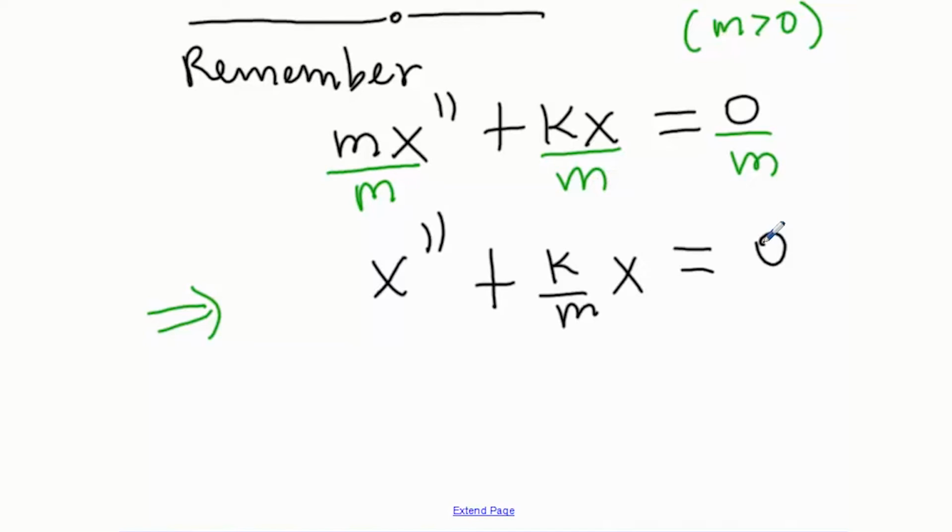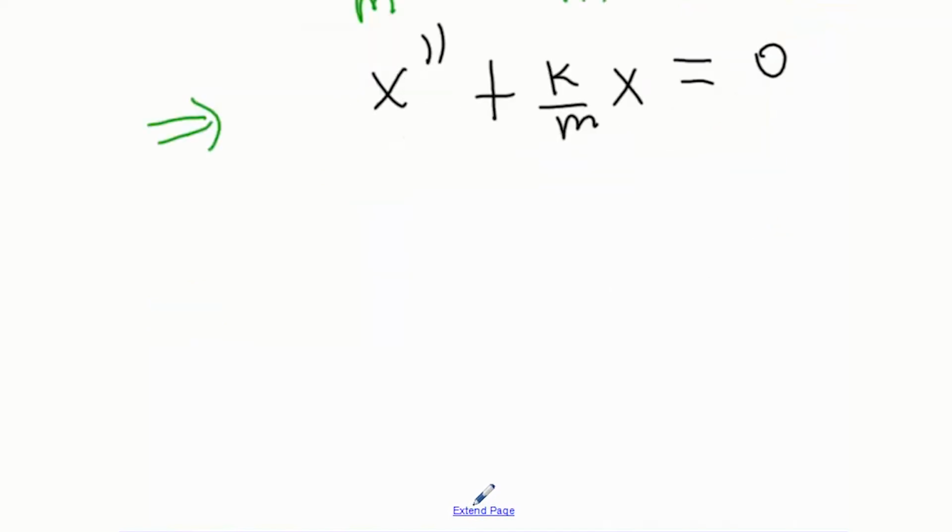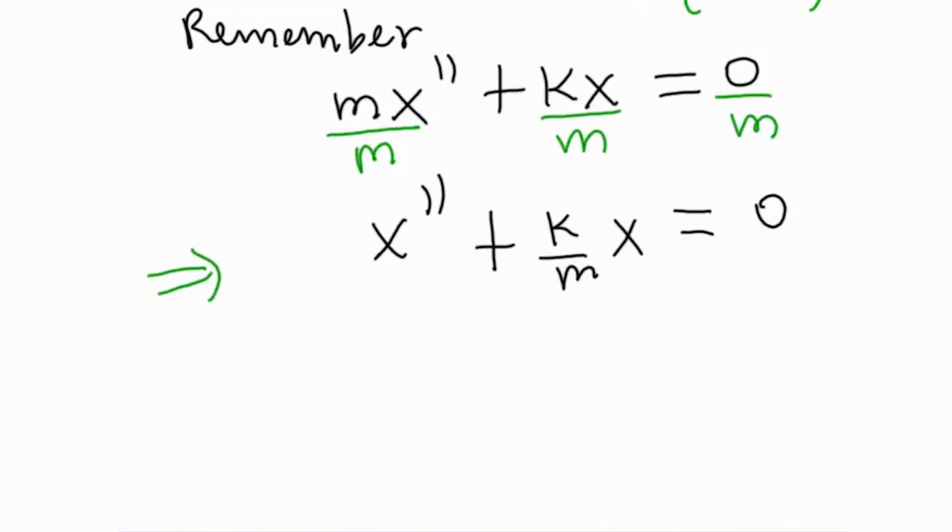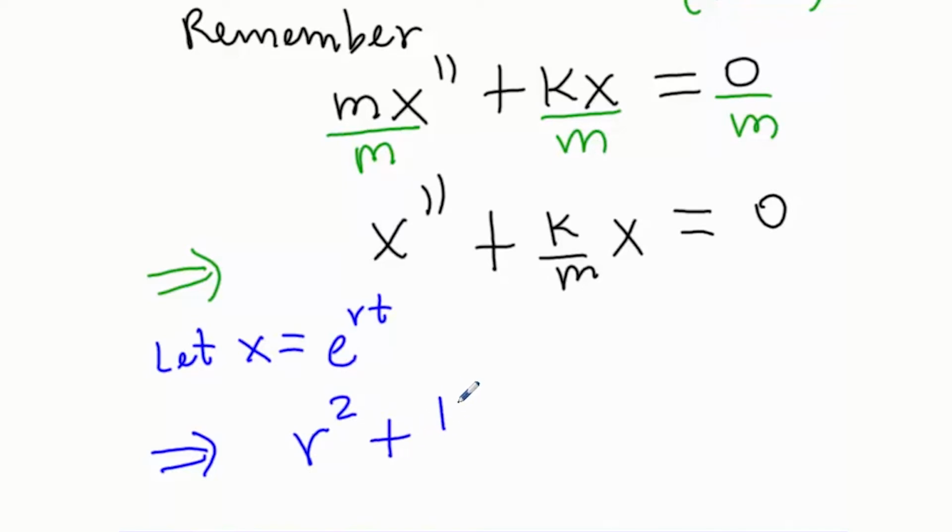This is what we're familiar with, this type of second order homogeneous equation, right? So here we would say, let x be of the type e to the rt. That leads to the following characteristic equation. This becomes r squared plus k over m equals 0.